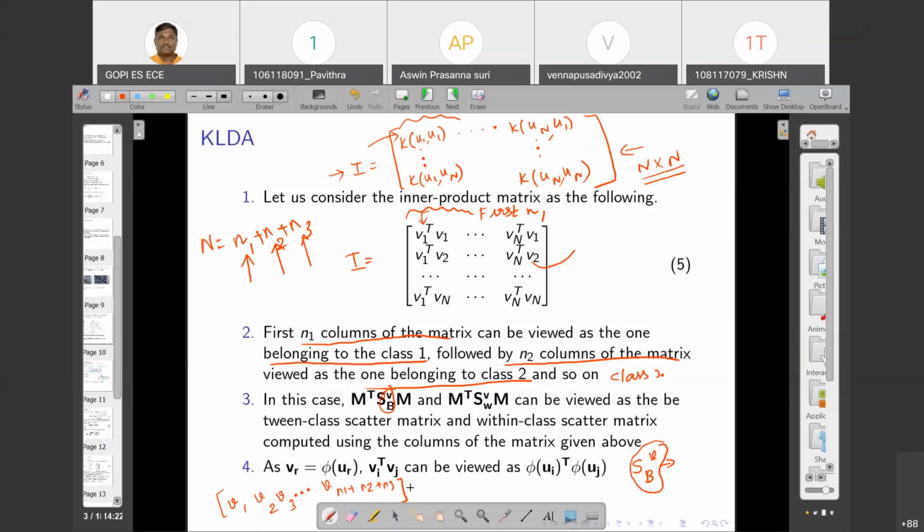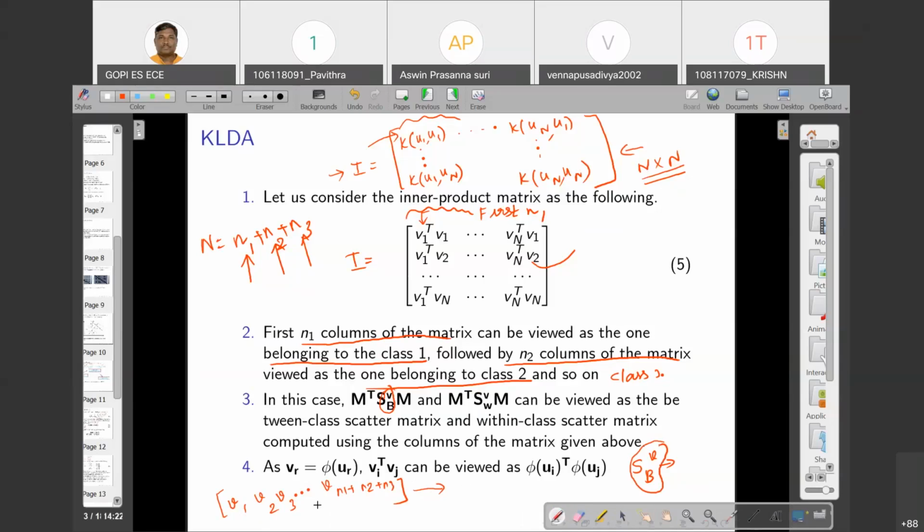And for the same vectors, remember that always the first n1 vectors we are treating as belonging to class 1, the next n2 vectors belonging to class 2, and the next n3 vectors belonging to class 3. You know the expression we discussed in LDA, so I don't want to write that expression. We know how to compute the between class scatter matrix and within class scatter matrix if you are given an indexed class data.